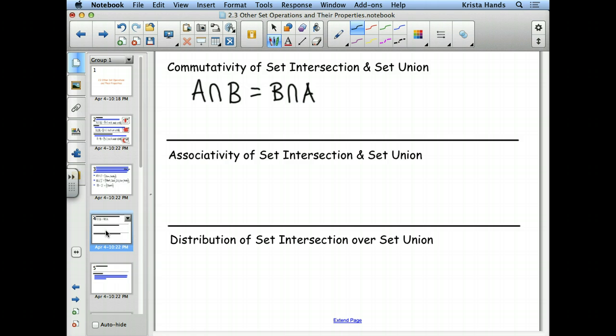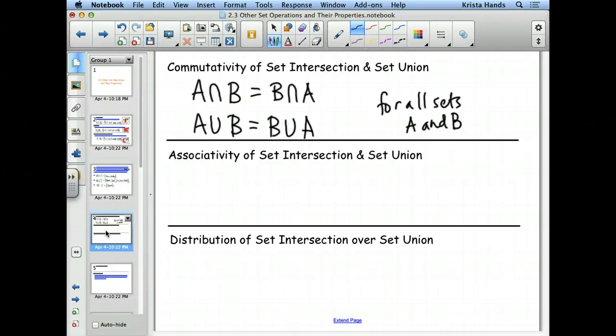And the same is true for the set union property. If I do the union of A and B, it's the same as doing the union of B with A. No difference. And this works for all sets A and B. Order doesn't matter.